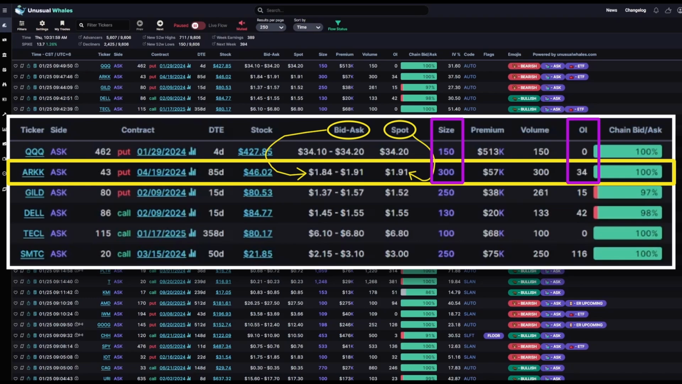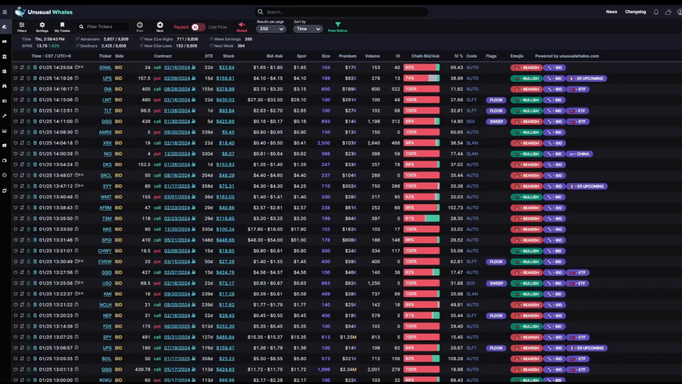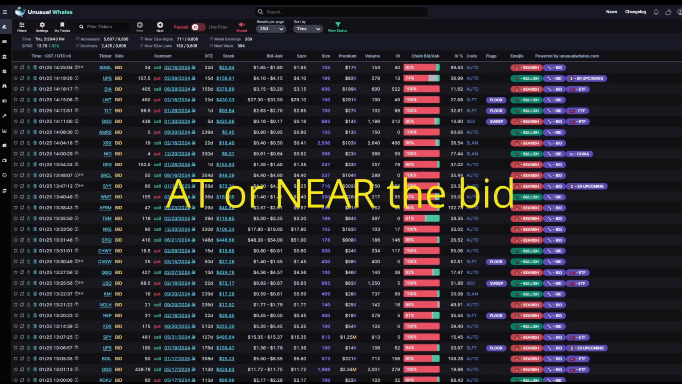Therefore, we know that this is an opening trade because the size of the trade is greater than the current daily volume prior to that trade, plus the open interest. Let's take a look at an example of sell to open orders next. The process of scoping out sell to open trades is identical to that of buy to open trades, only this time we're looking for at the bid or near the bid transactions.